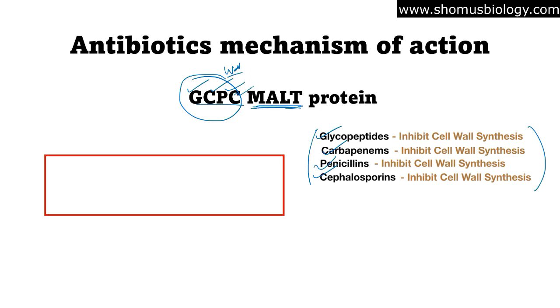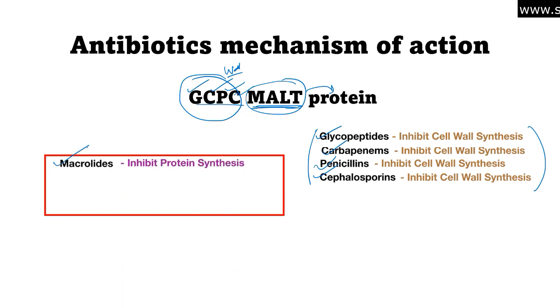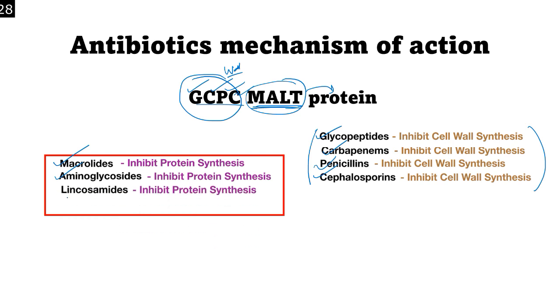Then malt protein. Malt will be related to protein synthesis inhibitors. Malt protein. Okay, so malt protein means protein synthesis inhibitor. So M for macrolides, inhibit protein synthesis. A for aminoglycosides, inhibit protein synthesis. L for lincosamides, inhibit protein synthesis. T for tetracycline, inhibit protein synthesis.